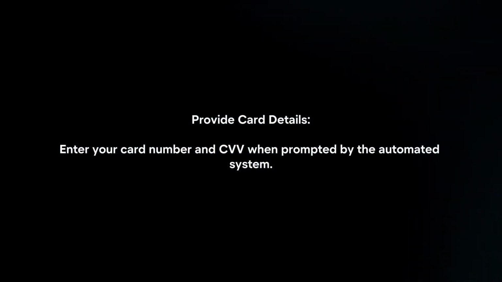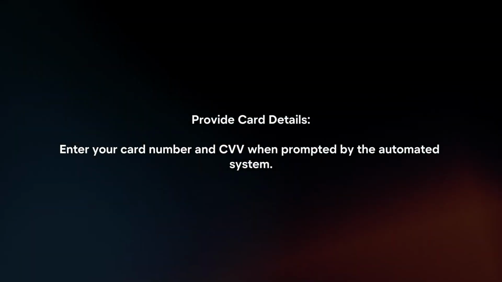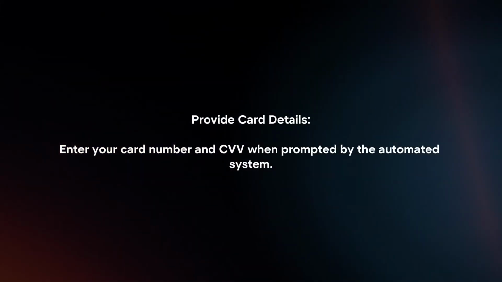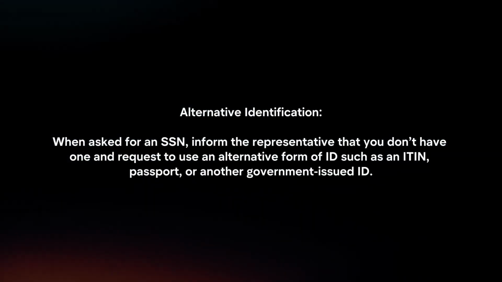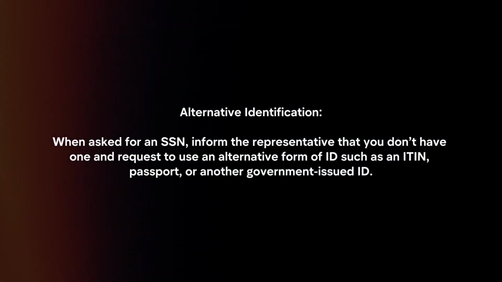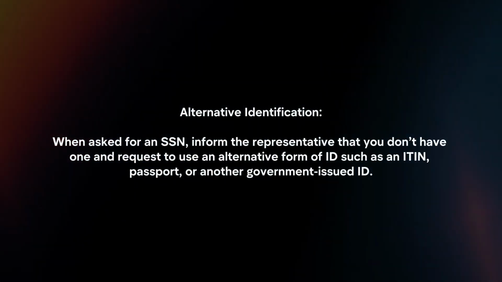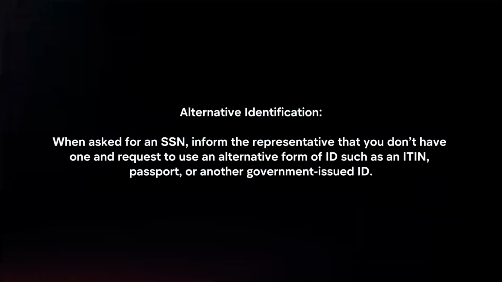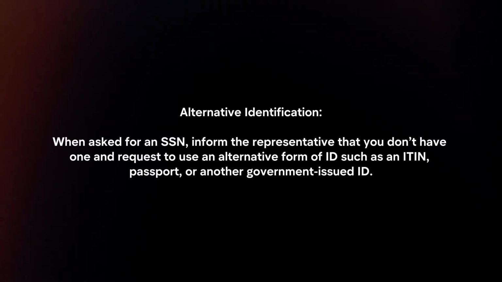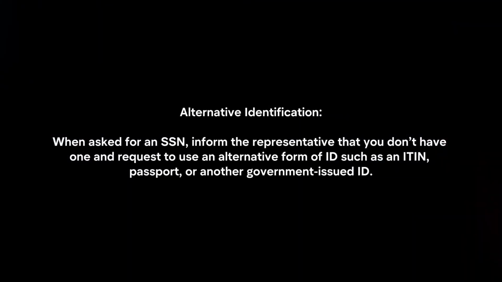Provide card details. Enter your card number and CVV when prompted by the automated system. Alternative identification. When asked for an SSN, inform the representative that you don't have one and request to use an alternative form of ID, such as an ITIN, passport, or another government-issued ID.